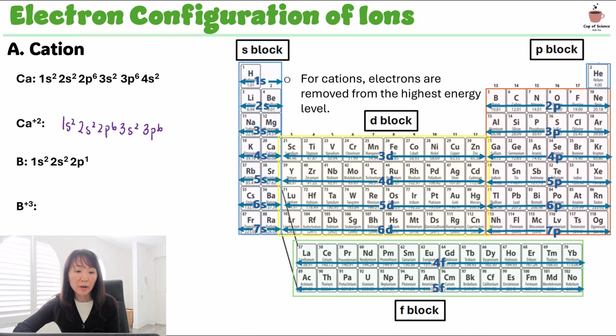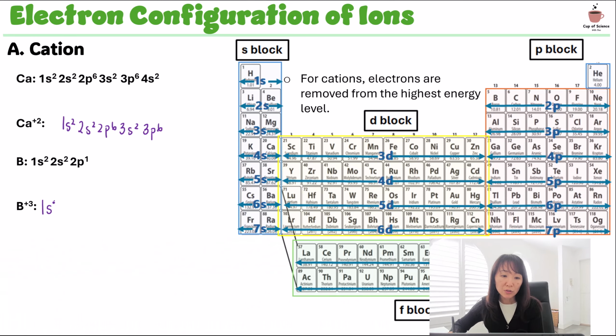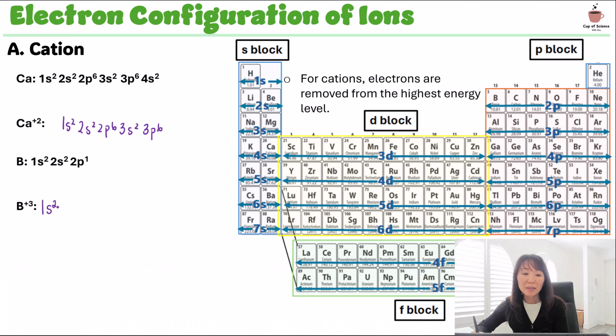Let's try another element, boron. Here is 1s2, 2s2, and 2p1. For boron 3+, 3 electrons have been taken out and need to come from the highest energy level, which is the 2s here. So first it's going to come out from the p, then 2 will come out from the s, for a total of 3. So you're left with 1s2. Okay, now you try the next one.